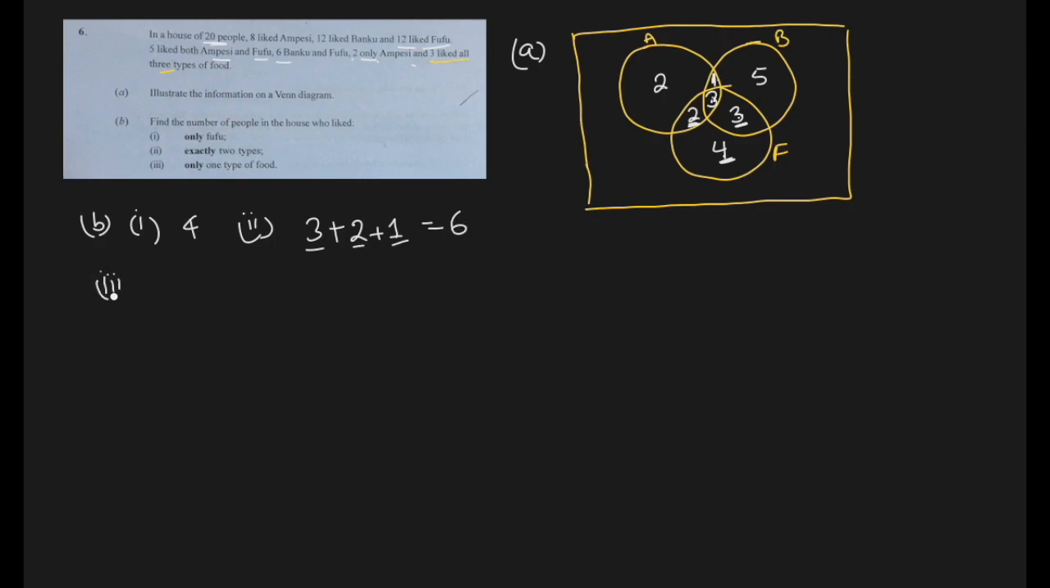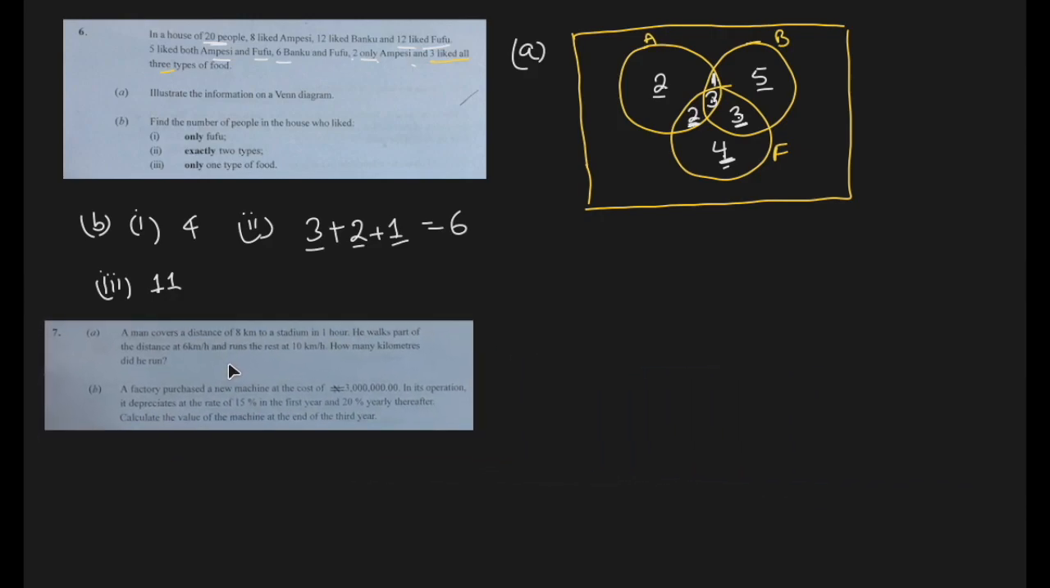What about third? Only 1 type of food. So 2 plus 5, 7, 7 plus 4, 11. These 11 people are eating only 1 type of food. They don't like others.